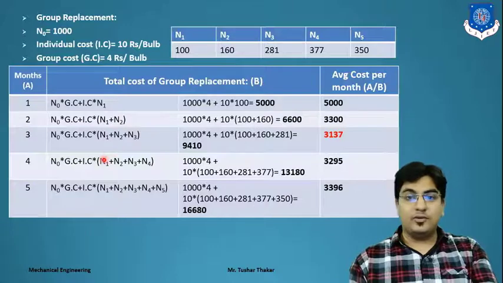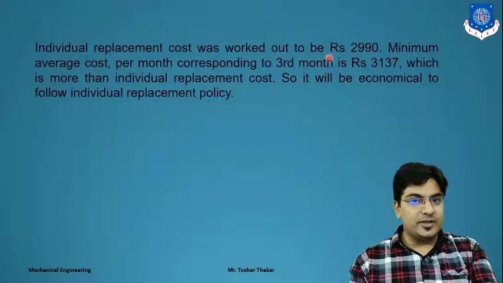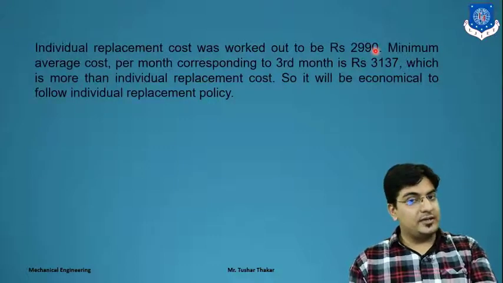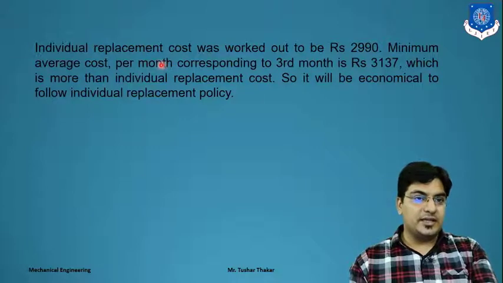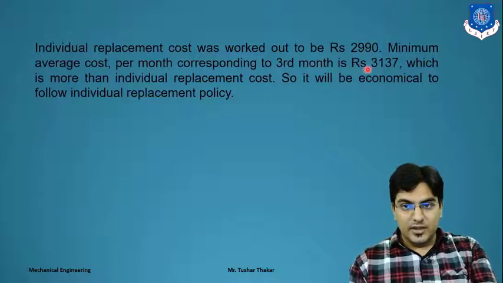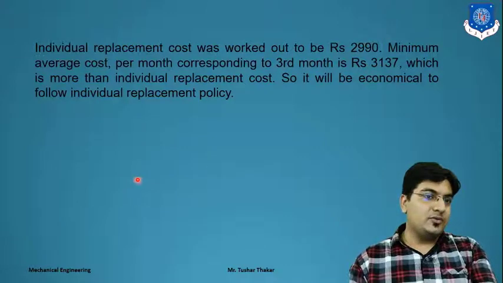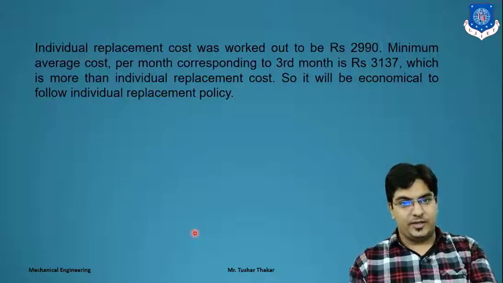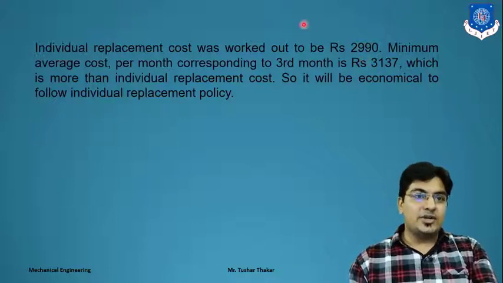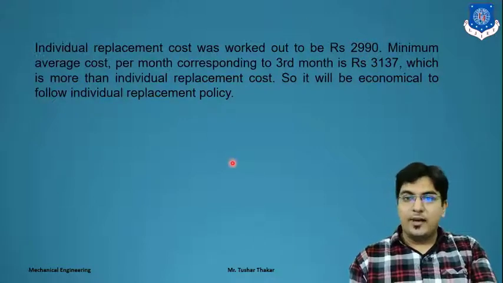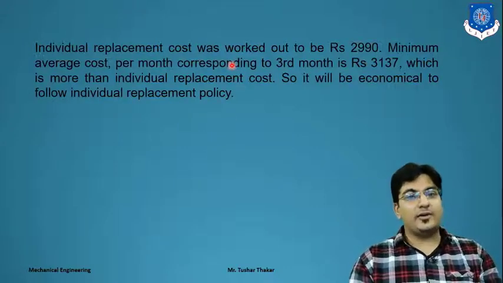So now we have to compare this value. The individual replacement cost will be 2990, and the minimum for group replacement, after the 3 months, is 3137. Means here we have to adopt the individual replacement policy. Why? Because the individual replacement policy is less costly compared to the group replacement policy. So according to that, we have to find out and adopt the policy.